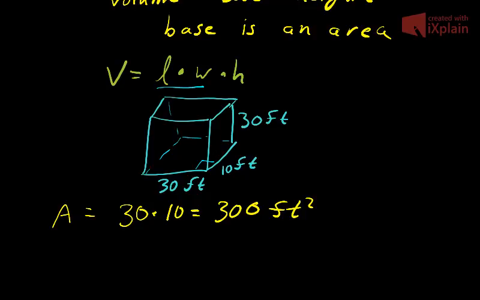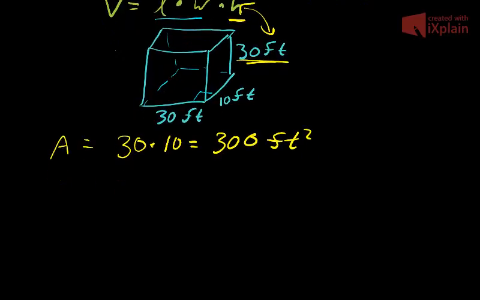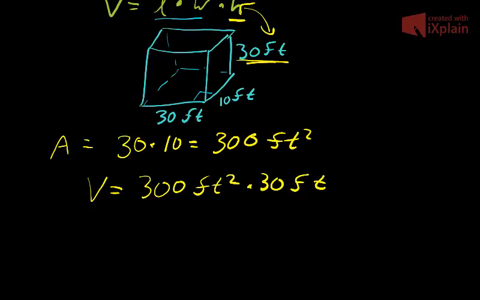After that, we're going to be looking for the height, and our height is 30 feet. So our volume is going to be the base area, which we already found, times the height of 30 feet. Our volume is going to be equal to 300 feet squared times 30 feet. What that is going to give us is 9,000 feet cubed.